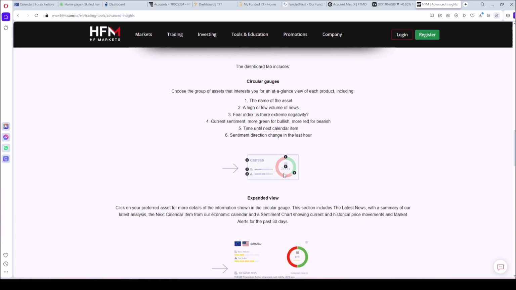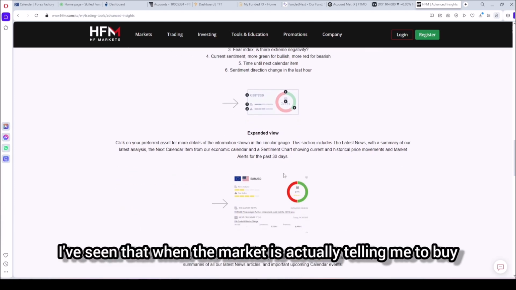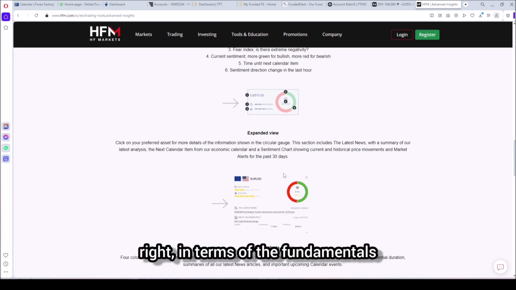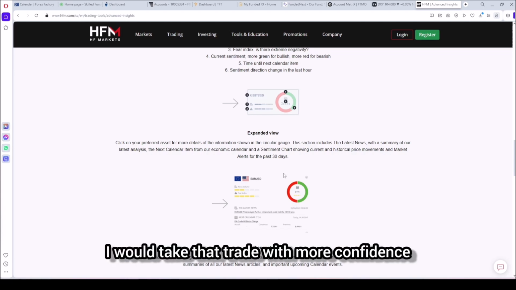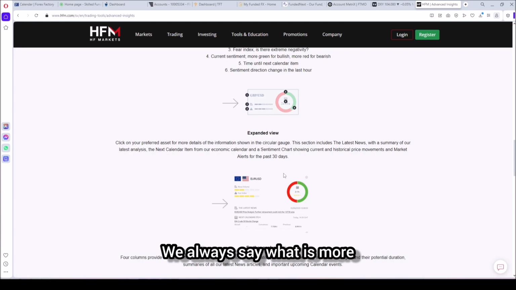And in my case, I've seen that when the market is telling me to buy, in terms of the fundamentals and the technical side, when I see a buy setup, and on the sentimental analysis I see more sellers, that is in opposition of what is going to happen, I would take that trade with more confidence. We always say what the crowd is doing is usually what the market opposes.